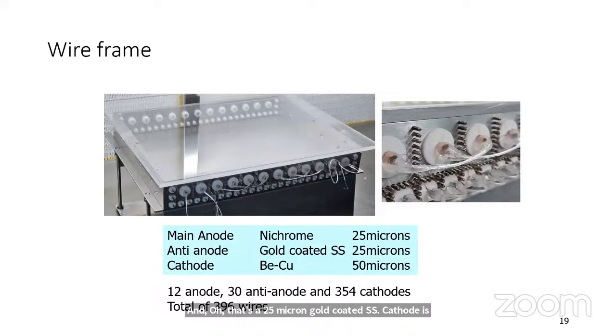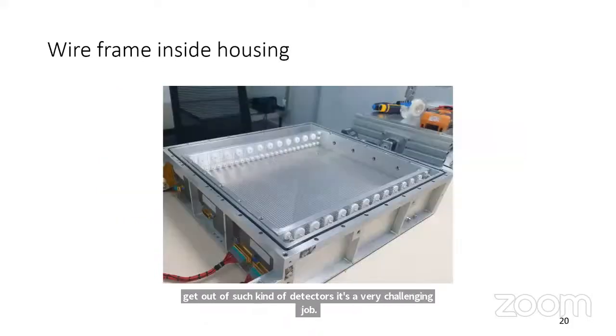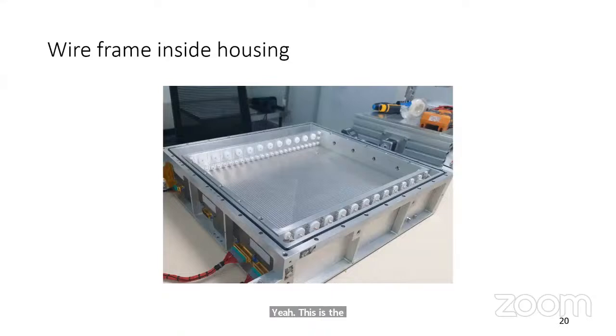So there are 12 anodes. The larger diameter bushes, what you see, are the anodes. The smaller ones in the middle are anti-anodes, and the pins are cathodes. So there are totally 12 anodes, 30 anti-anodes, and 354 cathodes. Totally, we have 396 wires. These are all done in the clean room, by experts who are trained in this. A lot of time is invested to get such detectors. It's a very challenging job. And this is the wireframe sitting inside the housing, sitting on the base plate here.